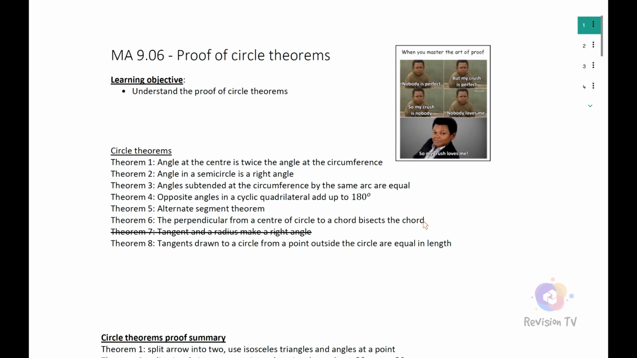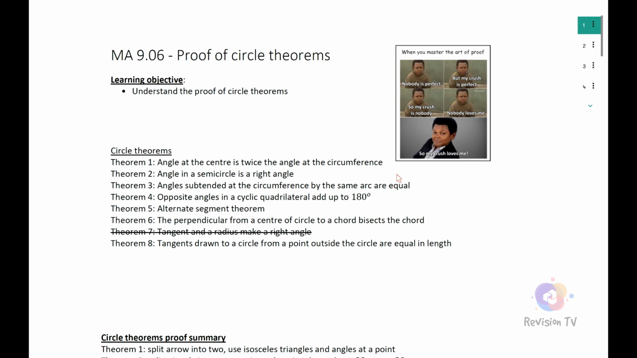Before diving into the proof, let's recap all the circle theorems first. I named them 1, 2, 3, 4, 5, 6, 7, 8. I'm going to use this 1 to 8, which is the same order as the circle theorem video in grade 6. So theorem 1: the angle at the center is twice the angle at the circumference.